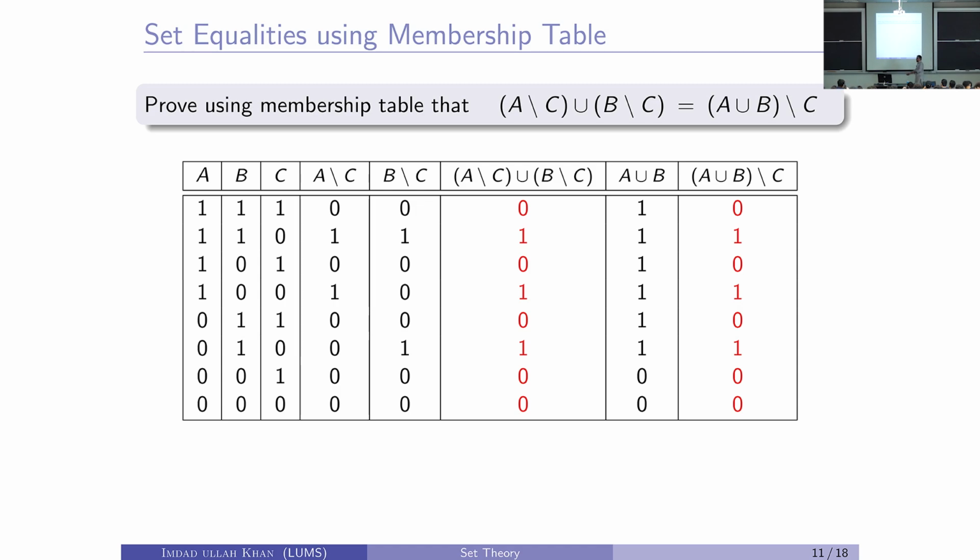Okay. So similarly, the next thing, using a membership table: A minus C union B minus C is equal to A union B minus C, right? There are 8 types of element, because 3 sets are involved. So an element could be any of these 8 types, and then we can populate the table. This I hope you can do very quickly.